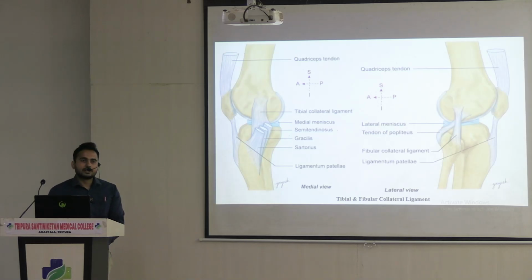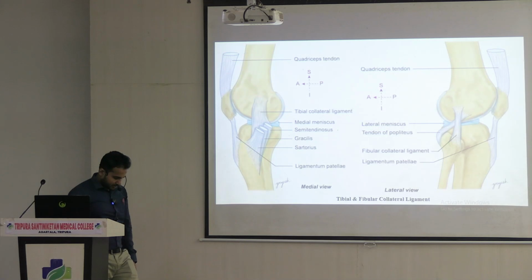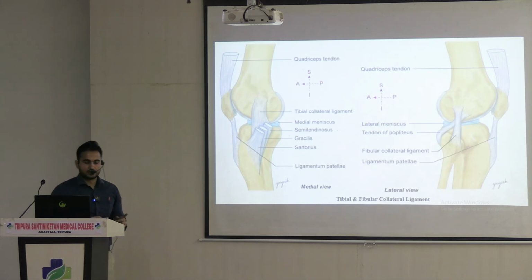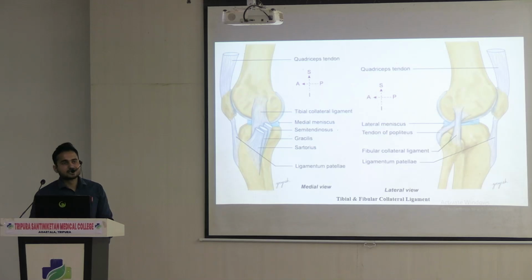Now the collateral ligaments, I already told you their functions in case of a hinge joint. In the knee joint, the collateral ligaments are taut when the knee is fully extended. When both knees are fully extended, at that time the collateral ligaments are completely taut, contributing stability to the joint whenever a person is in erect posture. This is one of the most important functions of the collateral ligaments.